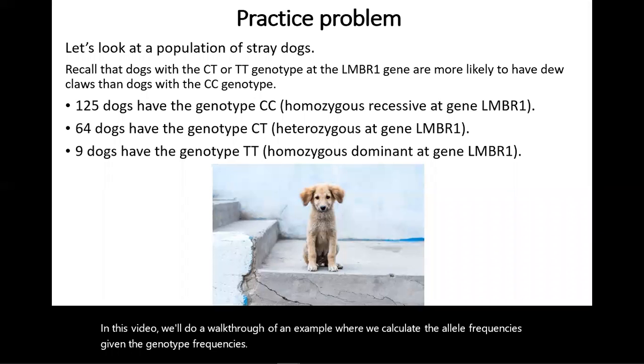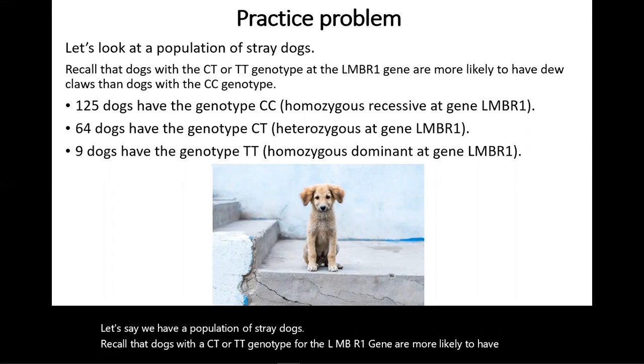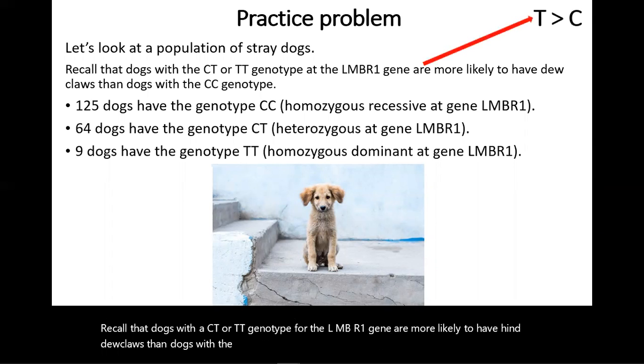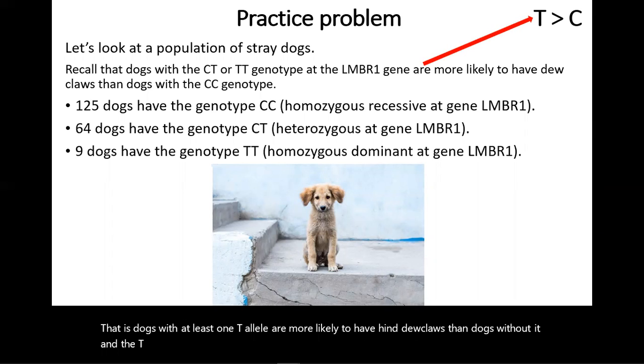Let's say we have a population of stray dogs. Recall that dogs with a CT or TT genotype for the LMBR1 gene are more likely to have hind dew claws than dogs with the CC genotype. That is, dogs with at least one T allele are more likely to have hind dew claws than dogs without it, and the T allele is dominant to the C allele.